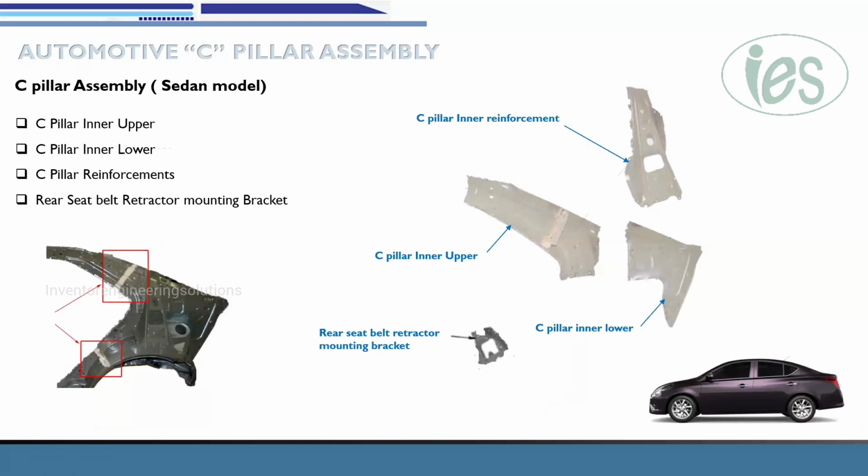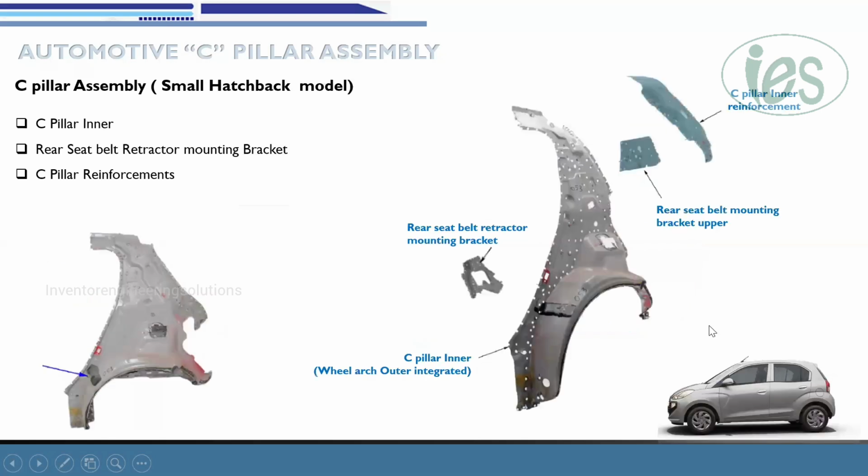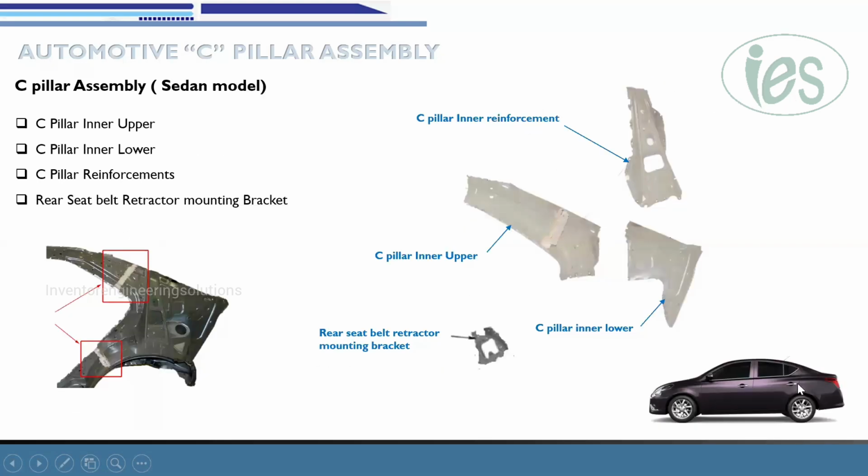Okay, this is for the sedan model. The sedan model also follows almost the same structure, but based on the length of the C pillar, the height will be more and the width is very little. In this case, the height is somewhat compromised and the width is very high. So based on the complexity, they divided this part into two: the C pillar inner upper area and the C pillar inner lower area. There is no C pillar outer, only the C pillar inner.